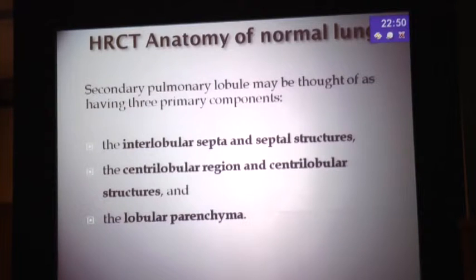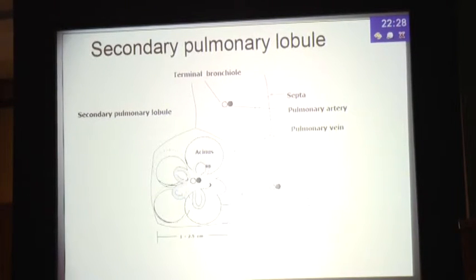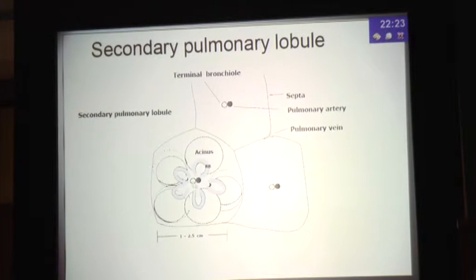So HRCT anatomy is not the lobes, the fissures or segments. The basic model of HRCT anatomy is the secondary pulmonary lobule, which is formed by interlobular septa, the septa between each lobule, a centrilobular region, and the remaining lobular parenchyma. So this is what each secondary pulmonary lobule would look like. The centrilobular portion would contain the bronchus and the accompanying pulmonary artery. And the veins and lymphatics run along the interstitium.